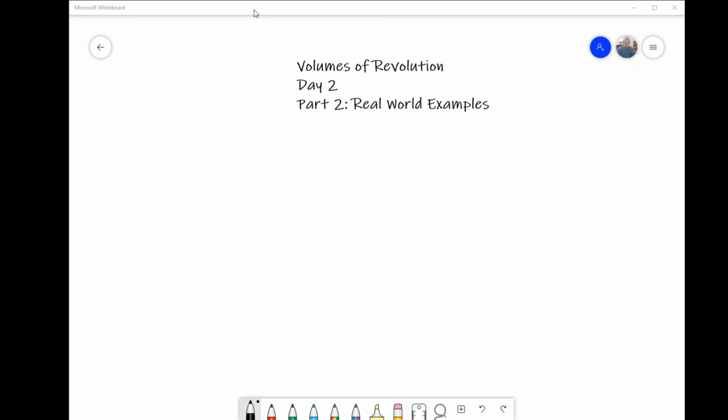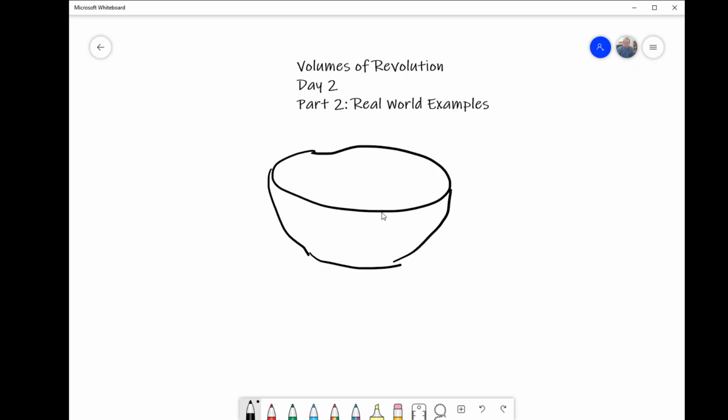So let's say that we're going to be calculating a real world volume. Imagine that we have a bowl and we're trying to find the volume of this bowl. Now we know that what we have along here, let's say we want to have an outer radius of 10 centimeters and we want a base of 5 centimeters.